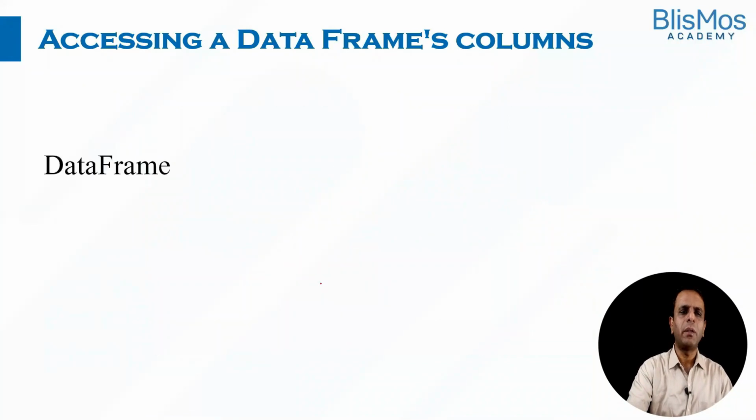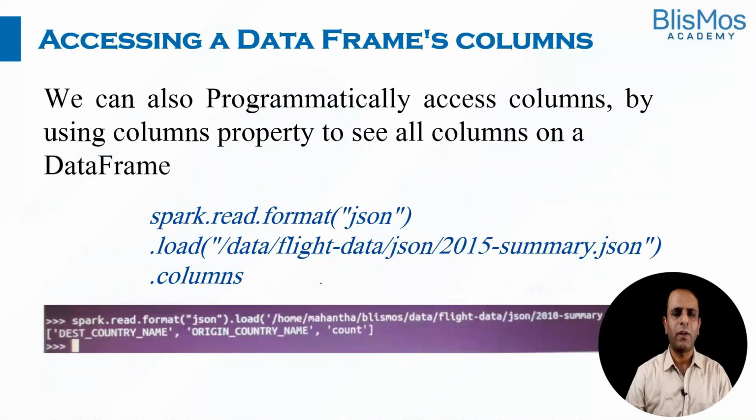And one more method would be, before you even create the data frame, we can say spark.read.format, and we can provide the format of the file and then load. And in the end, use the columns function or method to access the columns. This is how you can access the columns without even creating the data frame. We can see all these things as a part of a practical session now.